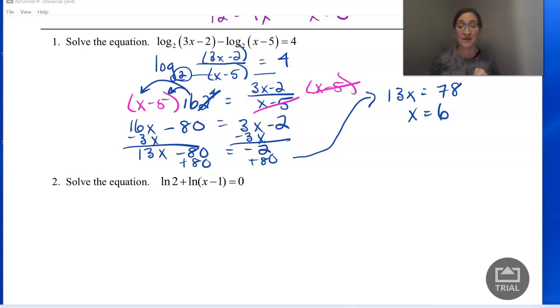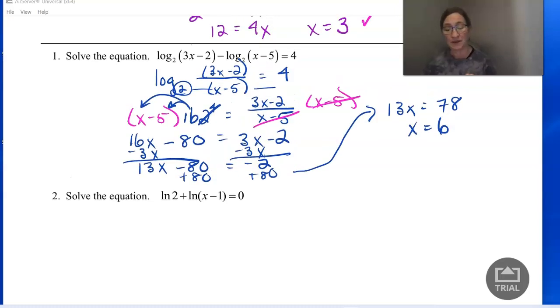So when I check this, I'm just going to go back to my original problem, put a 6 in for both of those arguments. And so for the first one, I get 18 minus 2, which is 16. That's fine. For the next one, I get 6 minus 5, which is 1. That's fine too. So this checks out, and that's a good solution.